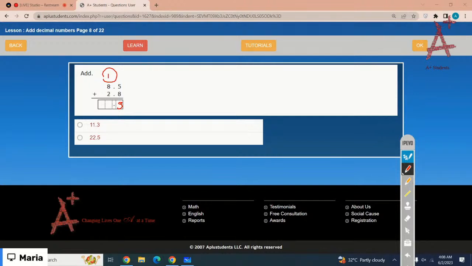So the next one is 8 plus 2 is... 8 and 2, 10 and 1, 11. So it would be 11.3. The correct option is option number 1. That is 11.3. Got it?